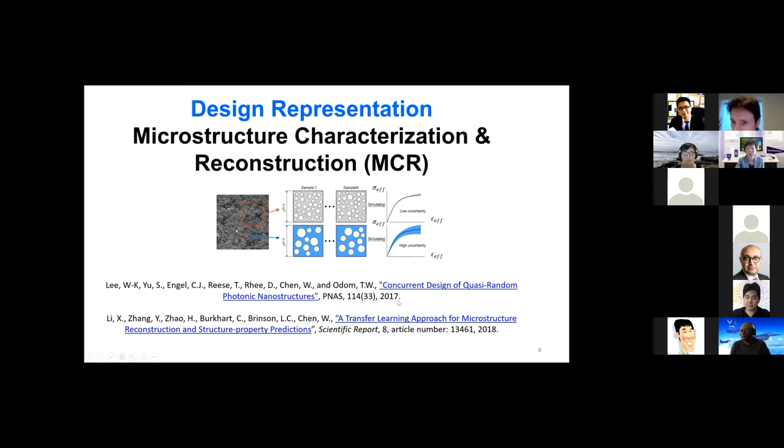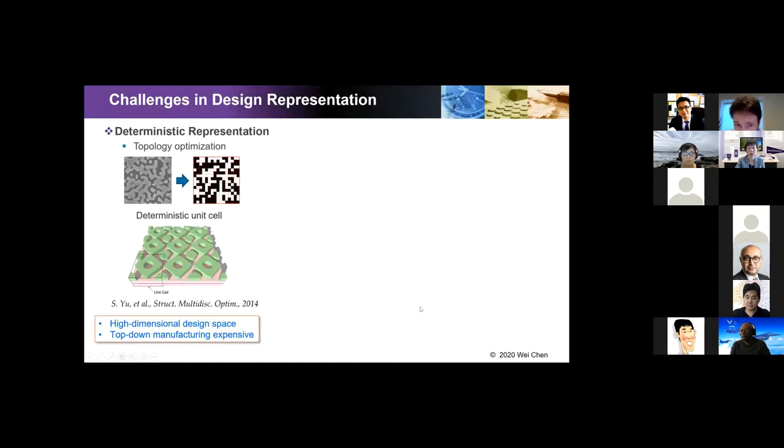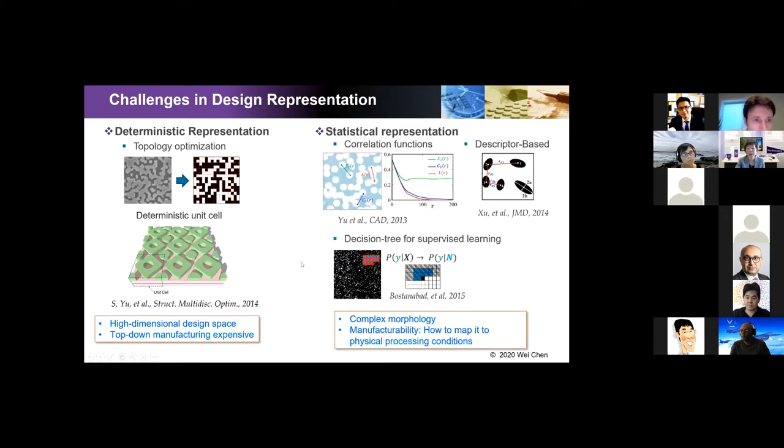So I listed two representative works here for your information. There are two different major categories of method. One is deterministic representation. You can think about topology optimization as building on the deterministic representation, where the variable here is basically using material or not using material, so it's 0, 1, right? That's your design variable. But it will lead to a very high dimensional design space, and the manufacturing process can also be very expensive.